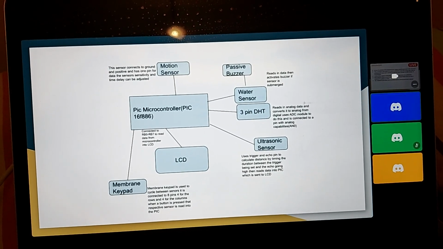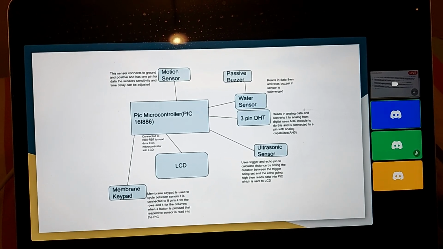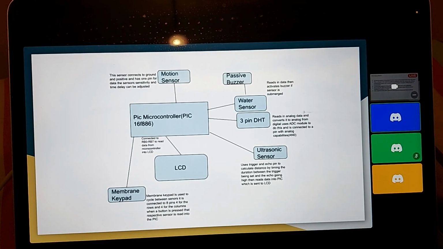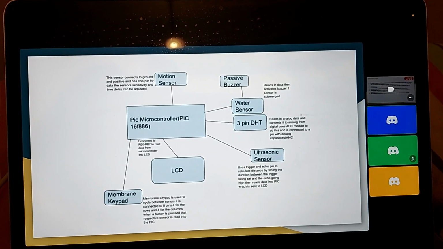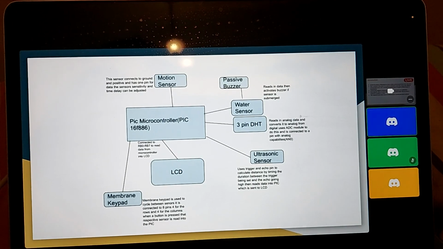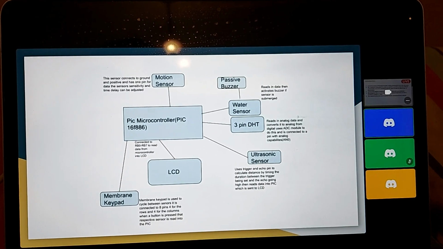Then we also have a membrane keypad, which is used to cycle through the sensors. This has 8 pins, 4 connected to the rows and 4 connected to the columns. And depending on the button that is pushed, it'll trigger various signals, which will then be sent to the microcontroller to pick the sensor that is to be used.